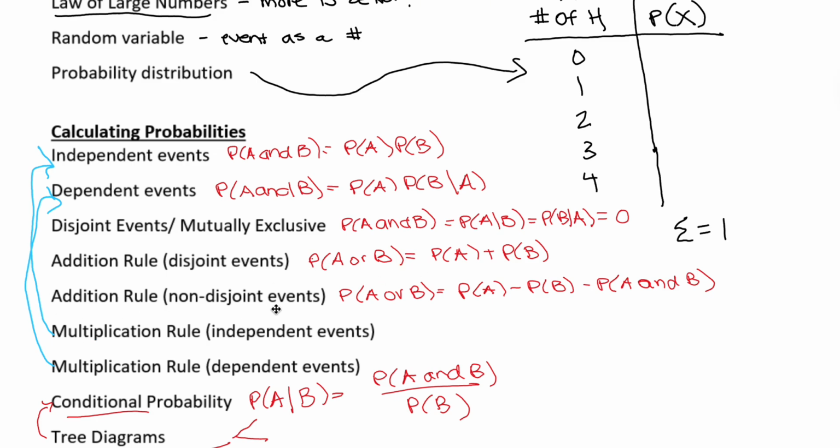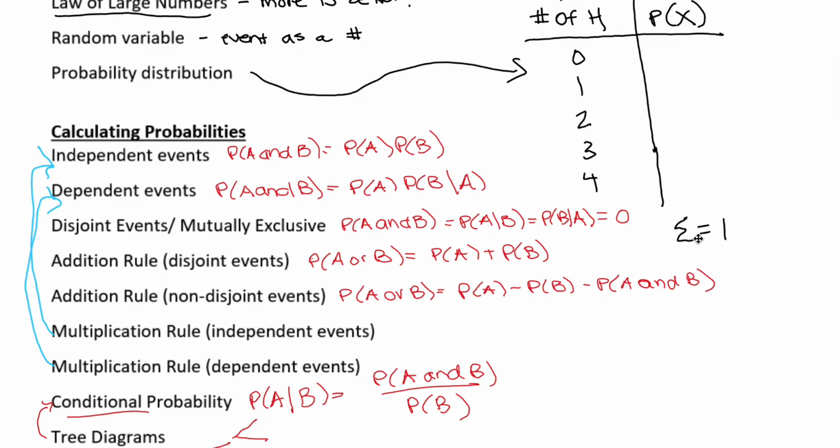The addition rule for non-disjoint events is: the probability of A or B equals the probability of A plus, sorry, this is a typo right here, it should be plus, the probability of B minus the probability of A and B. So that makes sense, right? Because if A and B can never occur at the same time, which means the probability of A and B will always equal 0, then if we want to find the probability of A or B, we don't have to care about that intersection component because it will always be 0, so no change in the value.